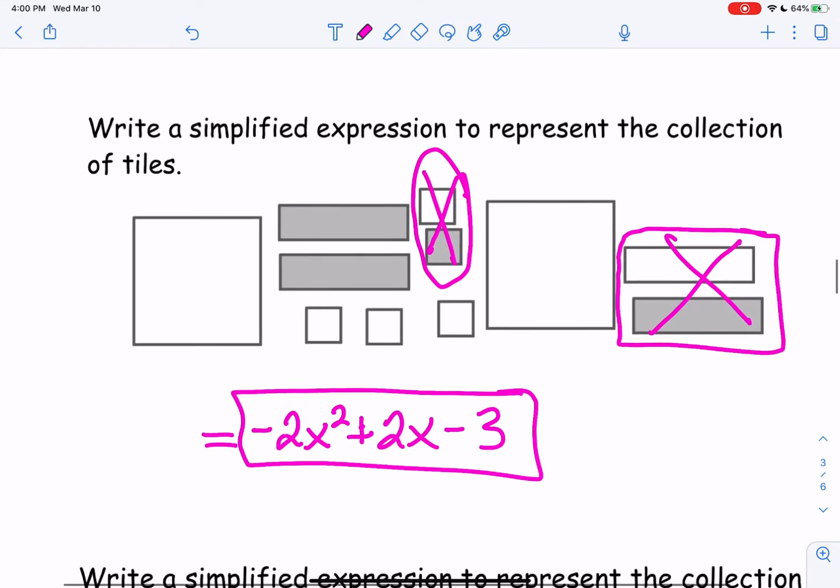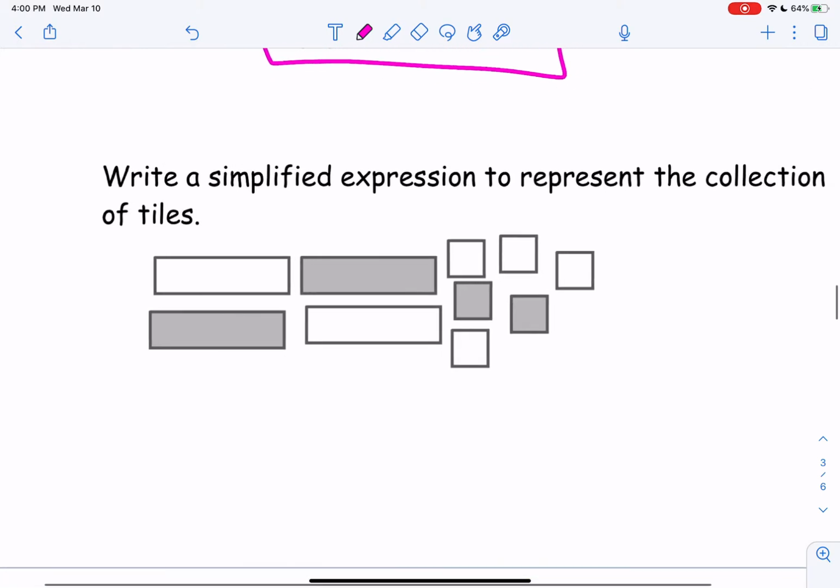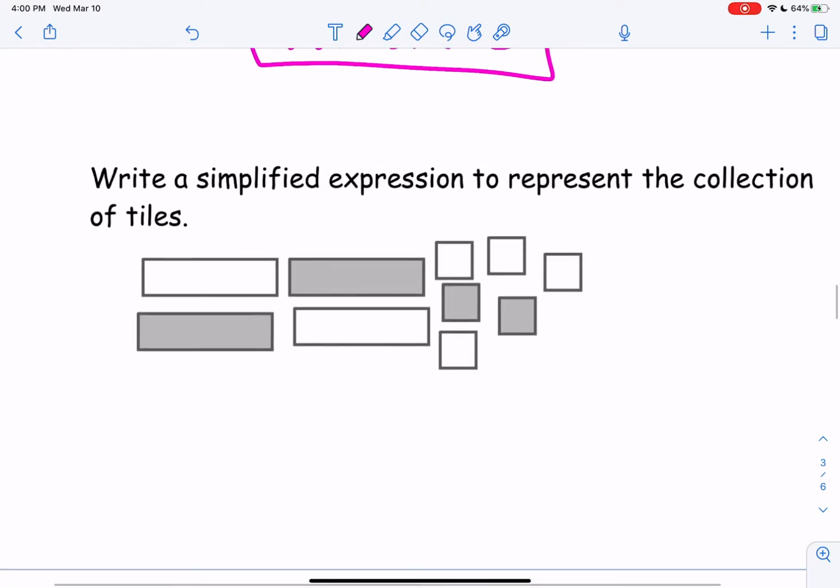Okay, let's look at another one. Once again, I'm going to try to find my zero pairs. So I'm going to start with the x squareds. Do I have any? No. And that's okay. I'm going to move on. Do I have any x's?